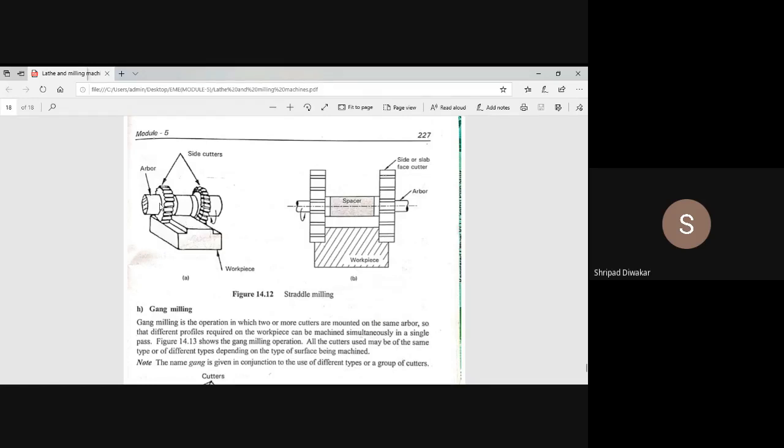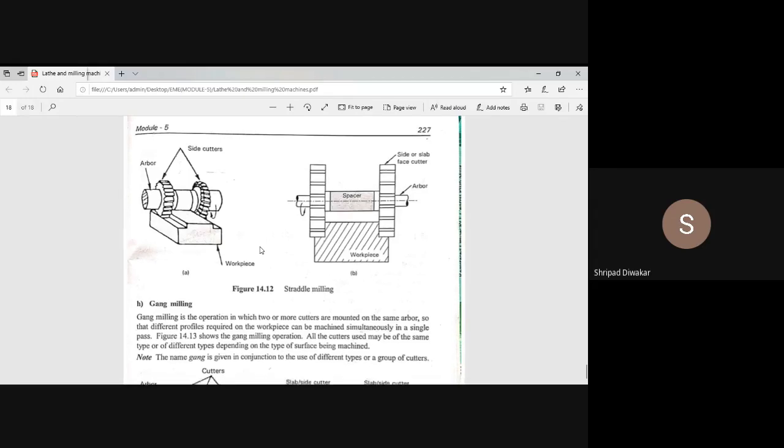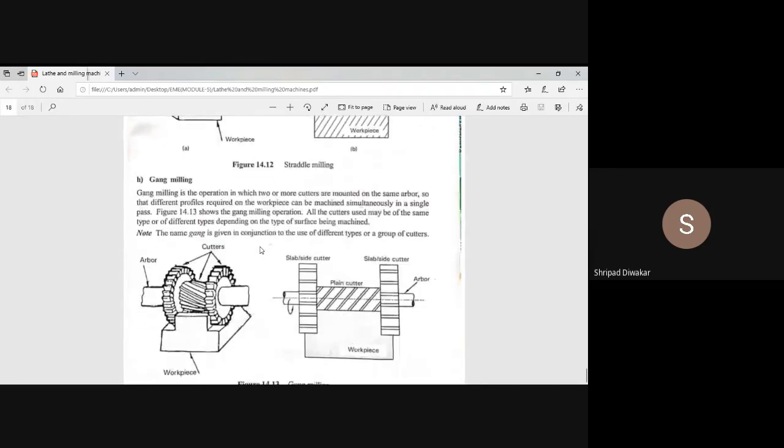There is no movement of milling cutter, you remember, it is fixed on the arbor. The milling cutter rotates and the workpiece is fed against the rotating multi-point milling cutter. This is called as the milling. Next we are having the gang milling.